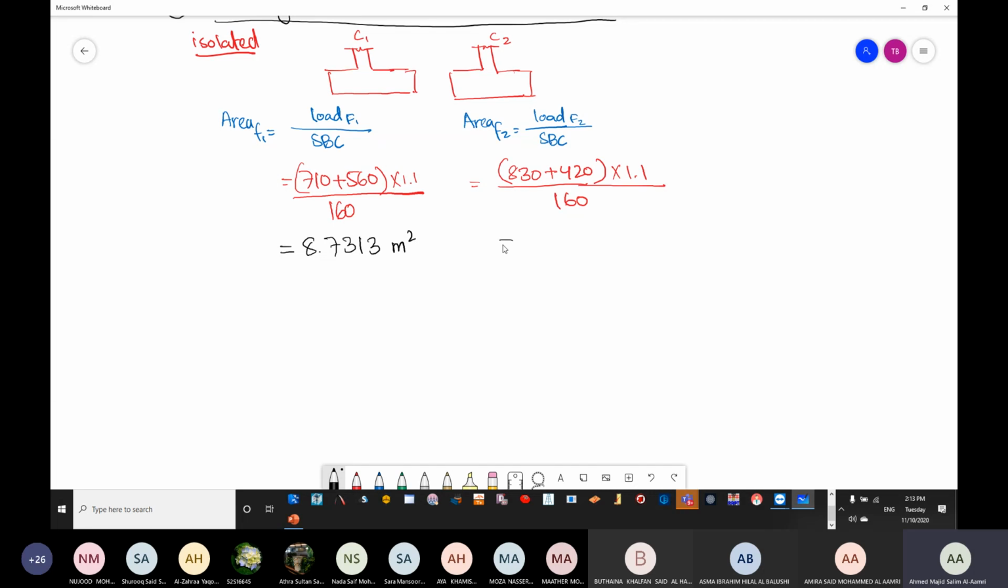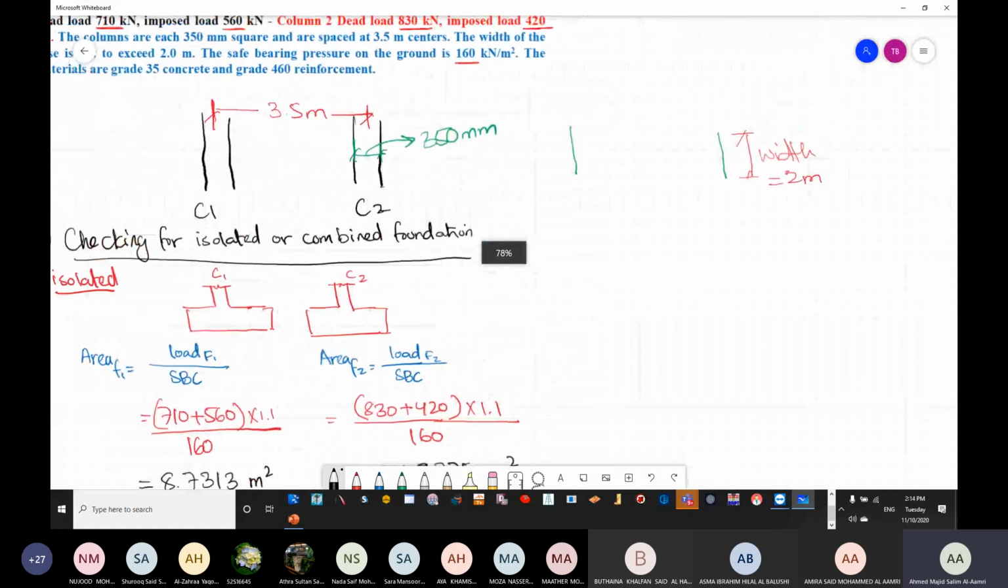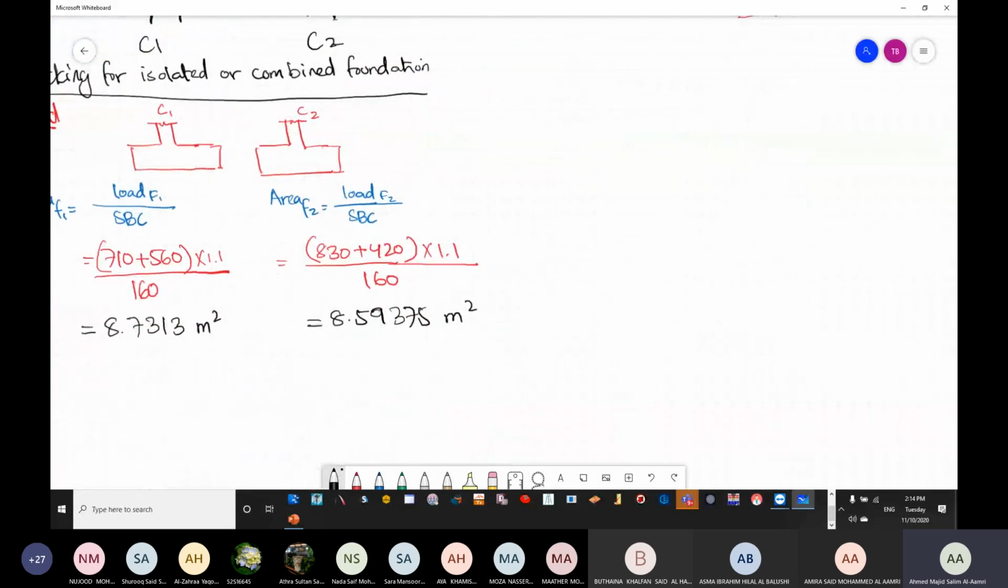Okay, now what about area number two? Area number two, that is going to be 8.59375 meters square. Okay, it's up to you to go for how many decimals. Okay. So now we have finished area number one and area number two. We need to take into account whenever we are talking about an area of foundation, whether it's isolated or combined, we talk about length and we talk about width. Now the maximum width that we can use is 2 meters according to the question.